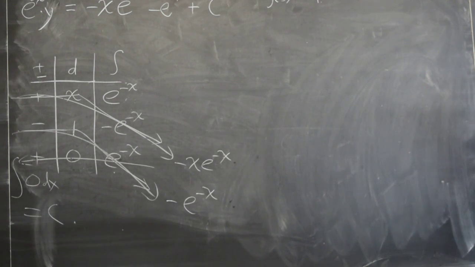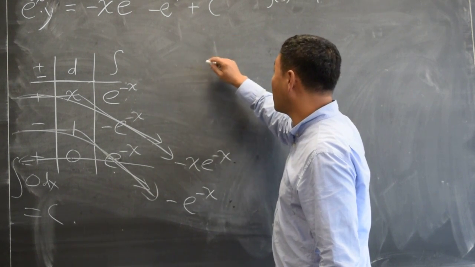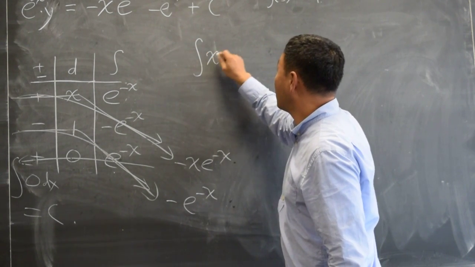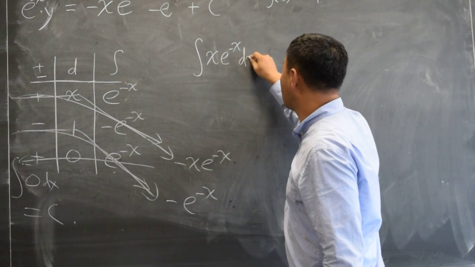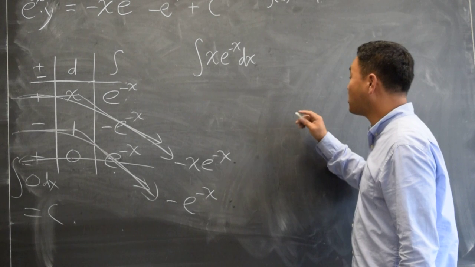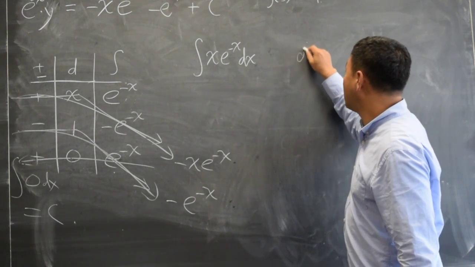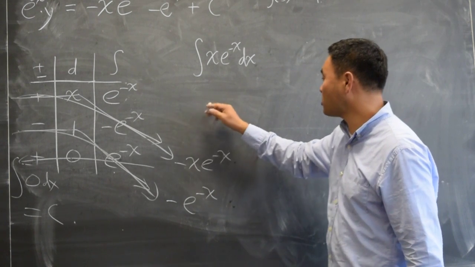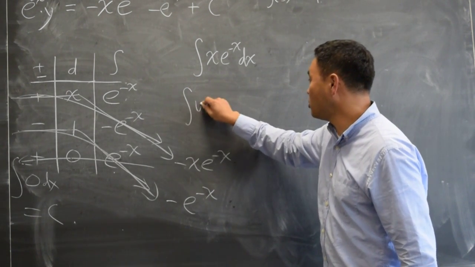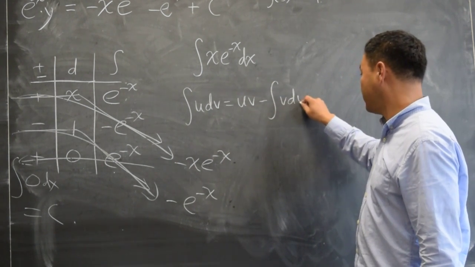Can you do that with the integration by parts? If you want integration by parts, let's try it. x e to the negative x dx. The way you calculate this using integration by parts is you set... Okay, first, what's integration by parts? The integral of u dv equals uv minus the integral of v du, right?